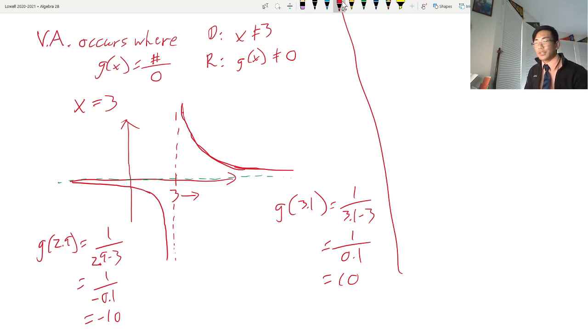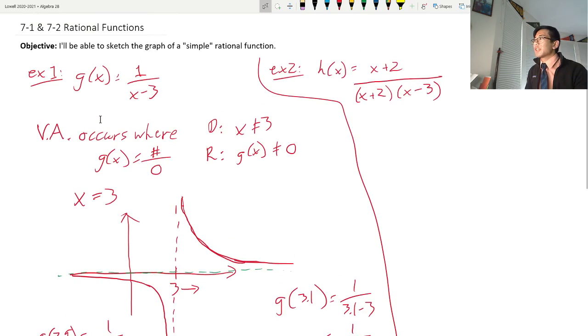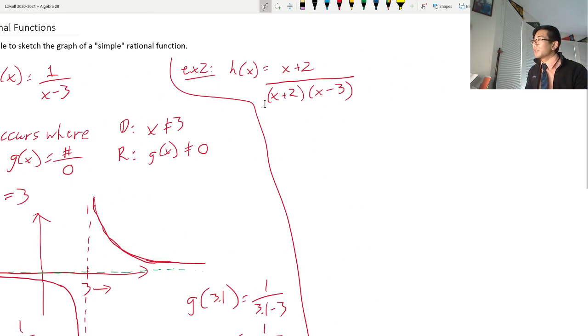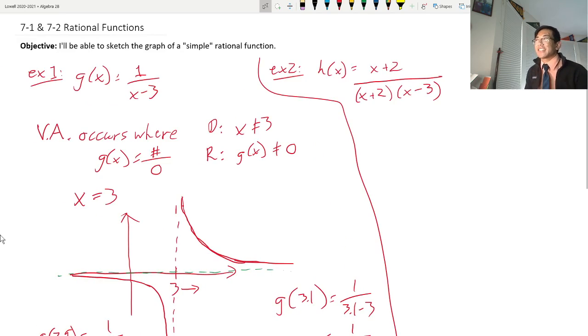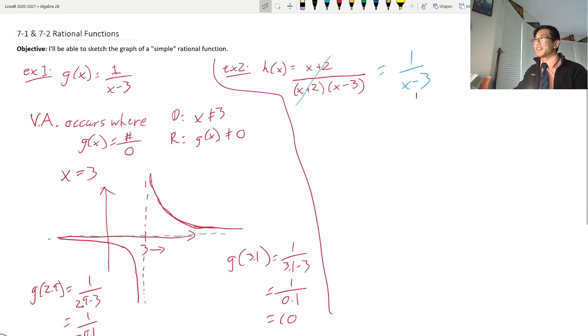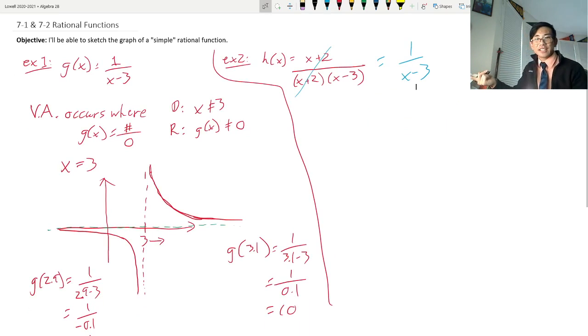Okay, so the question is, what about this slightly more interesting graph over here? Well, let's take a look at that. One thing that jumps out, and I would totally not blame you for this, is: wait a minute, can't I just cancel out the x plus 2 and the x plus 2? Well, let's do that. We're going to cancel those out, and we're going to end up with 1 over x minus 3. Notice that's the exact same graph that we just did. I'll draw this one in blue.